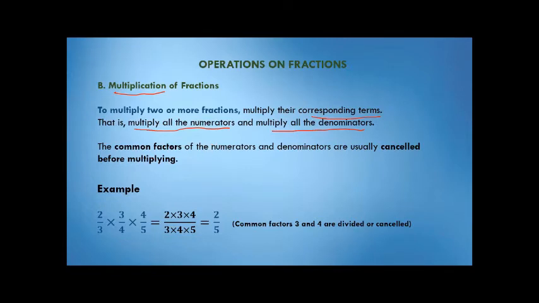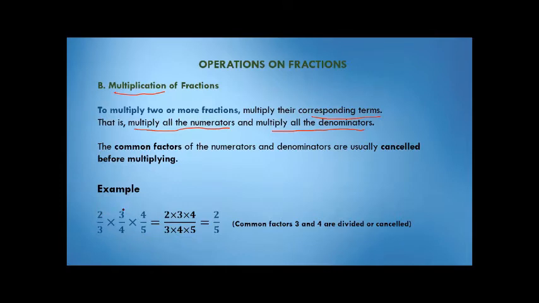And then, the common factors of the numerator and denominators are usually cancelled before multiplying para maging mas mabilis yung pag-create ng lowest term. Okay? Halimbawa, meron tayong 2/3 times 3/4 times 4/5. So wala tayong problema kung similar man sila or dissimilar fractions sa multiplication. So ang gagawin naman natin is i-multiply lahat ng numerator, i-multiply lahat ng denominator. So unahin natin yung numerator.